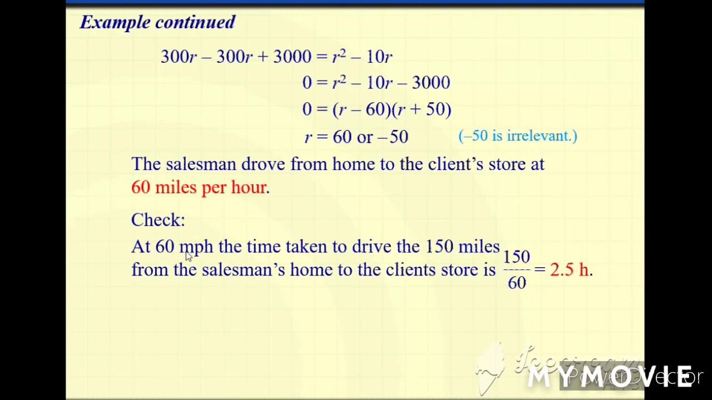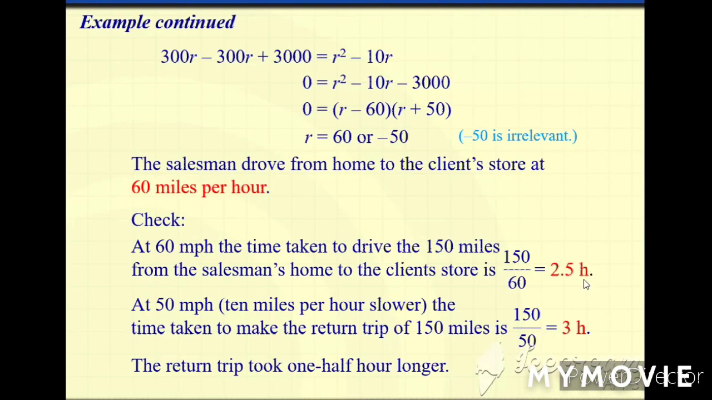To check, at 60 miles per hour, the time taken to drive the 150 miles from the salesman's home to the client's store is 150 over 60 equals 2.5 hours. So at 50 miles per hour, or 10 miles per hour slower, the time taken to make the return trip of 150 miles is 150 over 50 equals 3 hours. So the return trip took 1/2 hour longer.